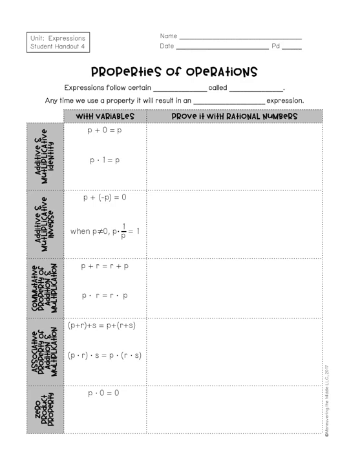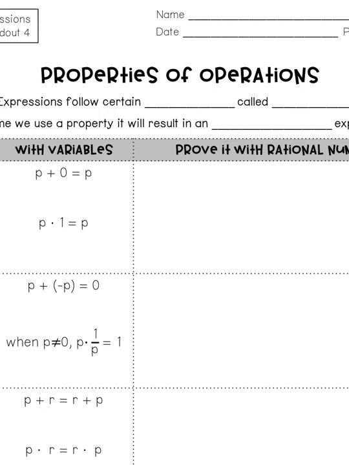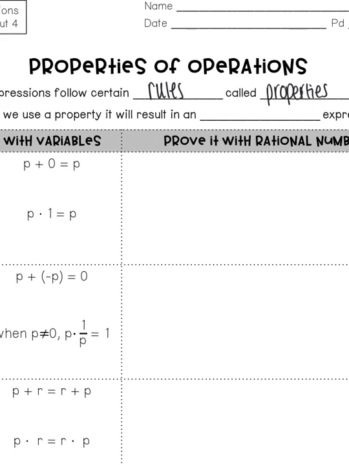Okay, so we talked about exponents and order of operations. Now we're going to talk about the properties of operations. Basically, expressions follow certain rules that are called properties. Anytime we use a property, it results in an equivalent or equal expression.